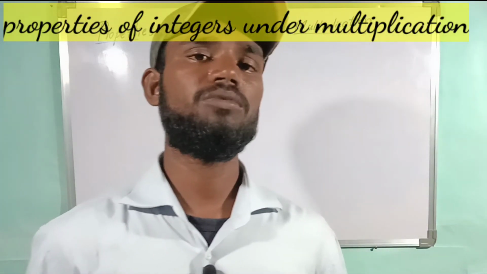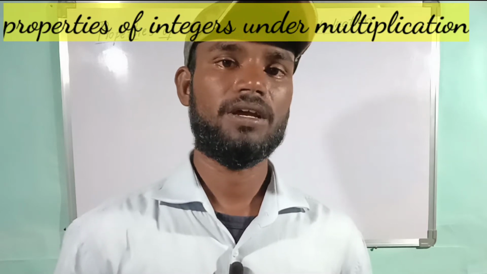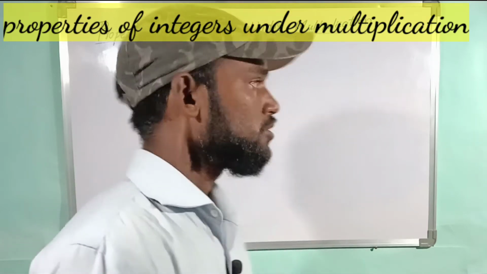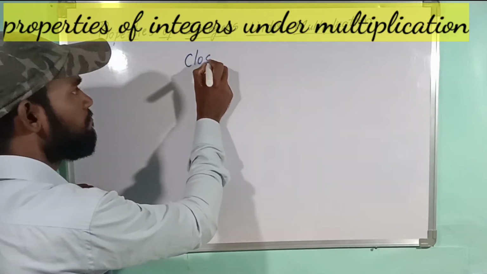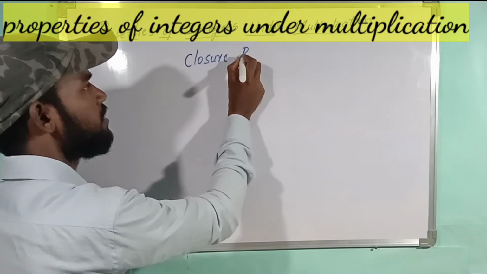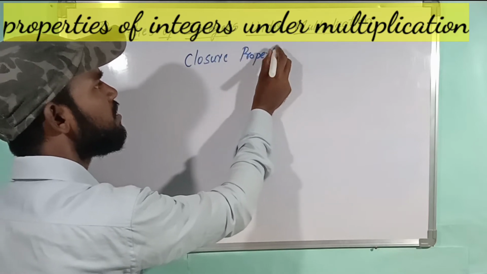Today our topic is about properties of integers under multiplication. Okay, so now we are moving to the first one, closure property. So what is closure property for integers?